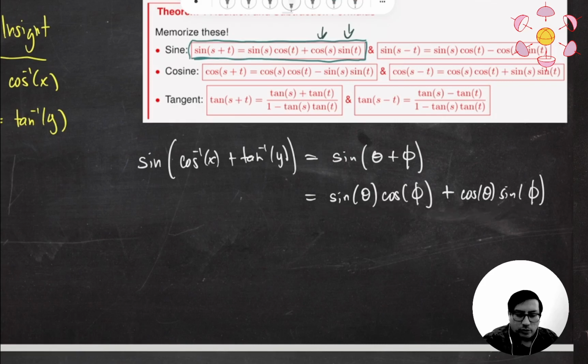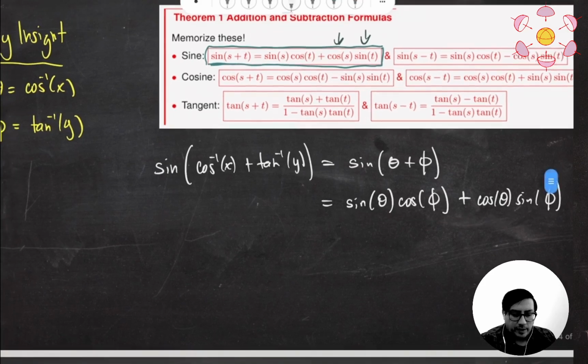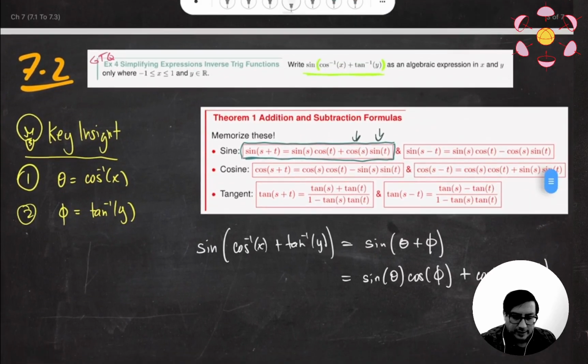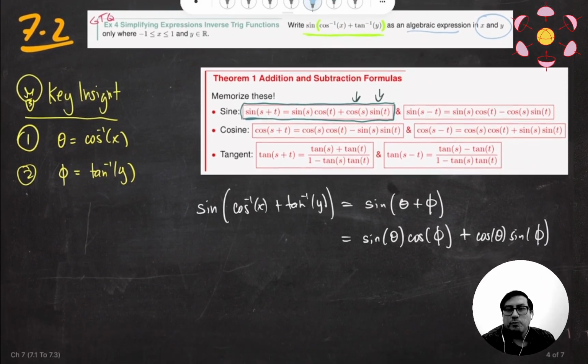So what do we do from here? Let's reread the directions of the problem. So what was the problem asking? To write this as an algebraic expression using x and y. We haven't done that yet. Our expression uses theta and phi. So somehow x and y need to get brought into this. So time for some more key ideas.